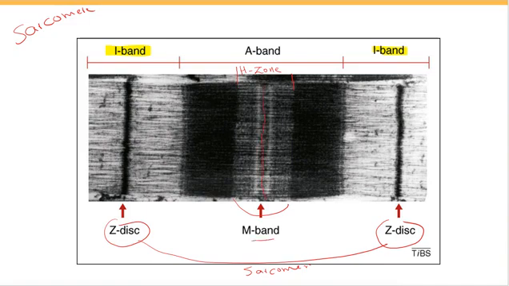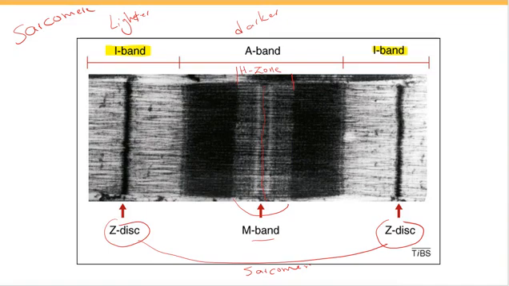So make sure you know the I band, A band, H zone, and M line. These are going to be found in the sarcomere under the microscope. The I band means the lighter region. The A band is the darker region, and the H zone is the light region in the middle of the A band. And the M line is a dark line in the middle of the A band or the sarcomere.